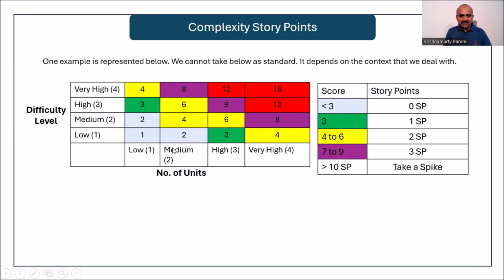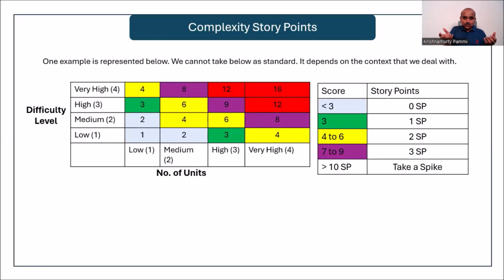Similarly, medium is 2, and here is 1. So 2 multiplied by 1 is 2, 2 multiplied by 2 is 4. Likewise, it's a product of number of units with the difficulty level. And if the score is less than 3 story points, you don't claim for complexity.